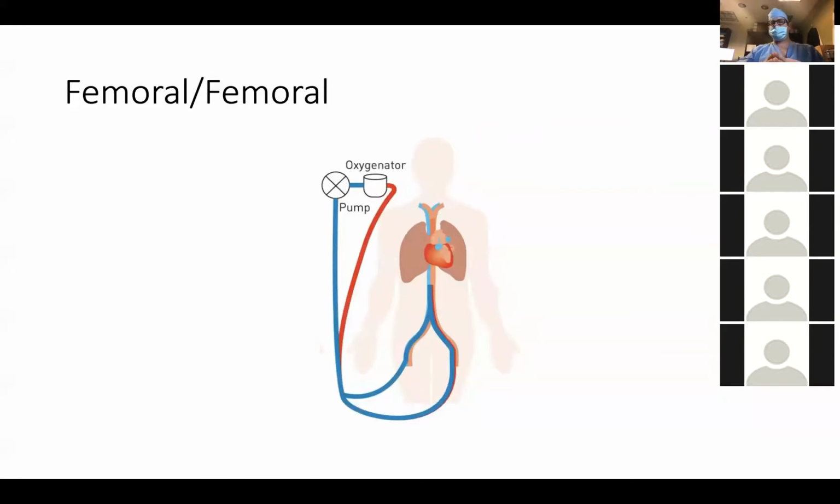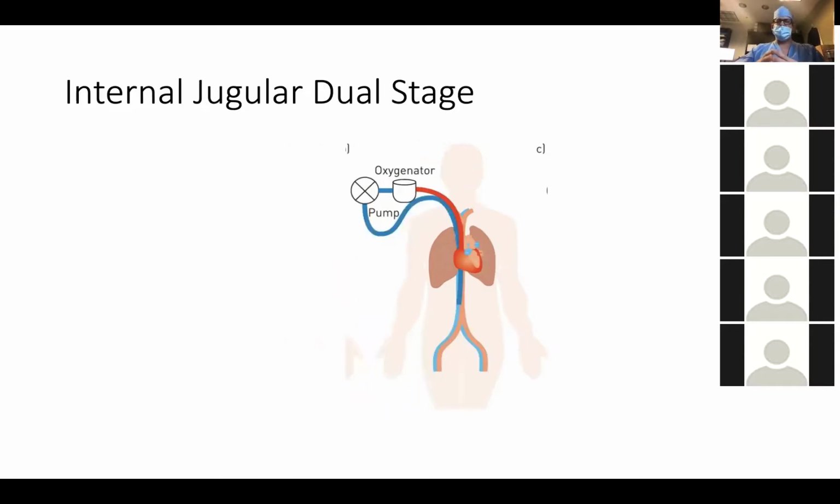Other possibilities are femoral-femoral. This was more common historically, pre-ultrasound, when the risk of sticking the IJ was higher, and there was some concern of inability to safely cannulate the internal jugular vein. And then we have the dual stage internal jugular cannula, which shares two cannulae in one large cannula, allowing for a single device in the patient.